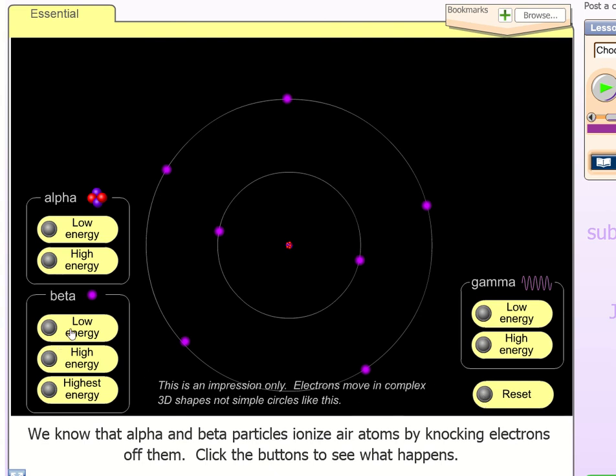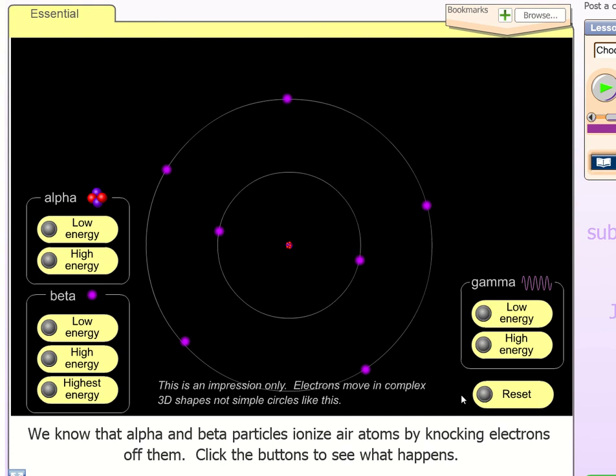Let's see what happens when we fire beta at an atom. A beta, as we know, is an electron, but is not an electron that's come from the shells. It's an electron that has arisen from the conversion of a neutron into a proton. Here's a low energy beta. You can see that the electron in the atom is repelled by the beta particle because they are both negatively charged. The beta particle's path is diverted and the electron is free. Again, we end up with a positive ion.